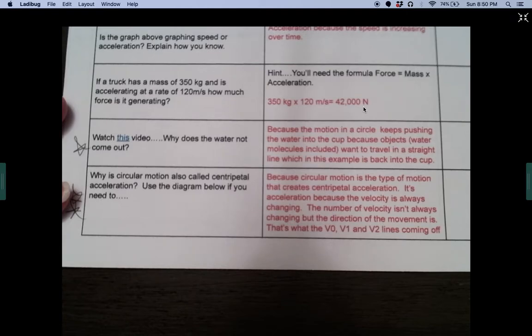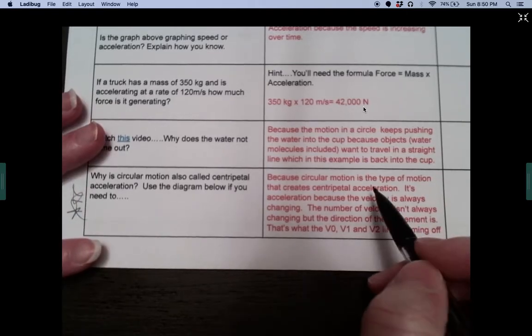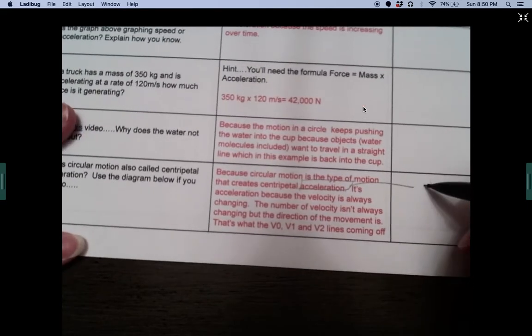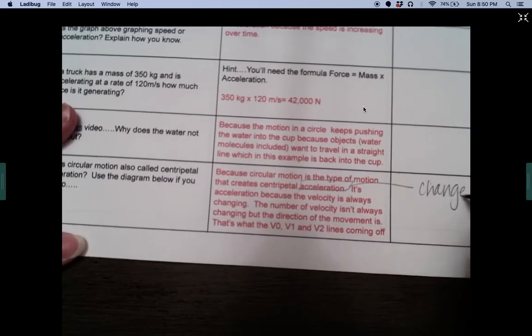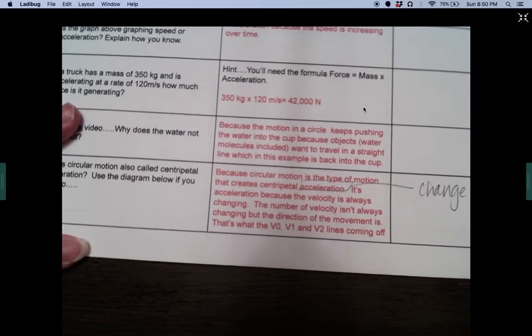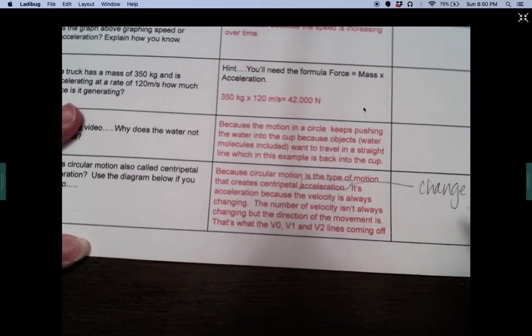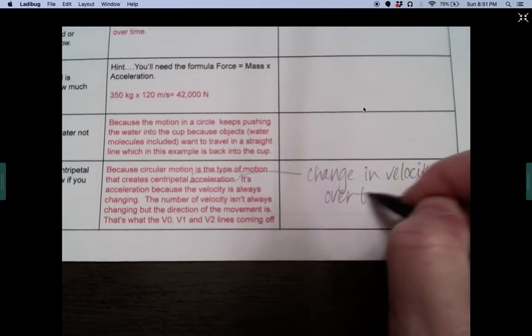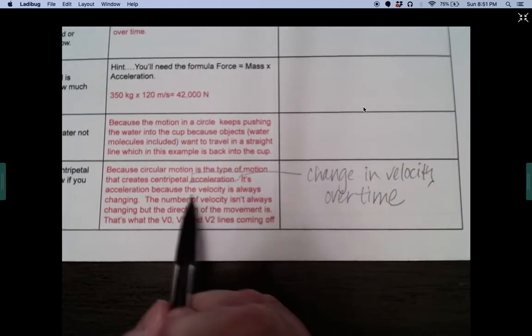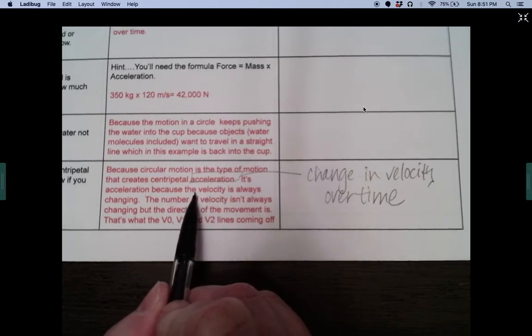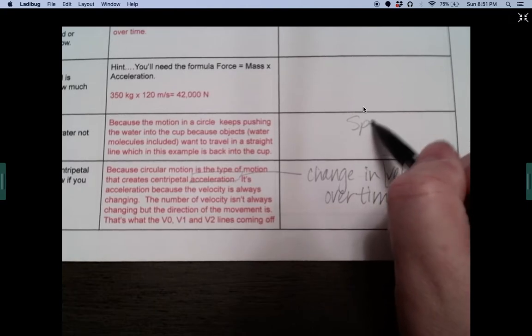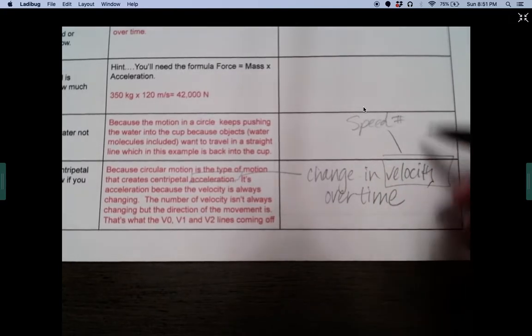So let's think about what we know about the word acceleration. Acceleration is a change in velocity over time. Now remember velocity, oops, that's really sloppy. Change in velocity over time. So remember, velocity is speed, the number, and a direction.